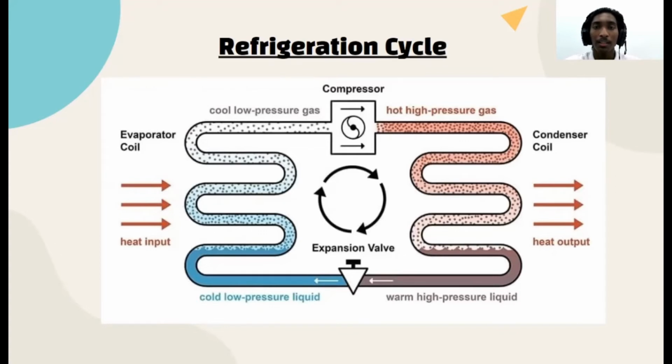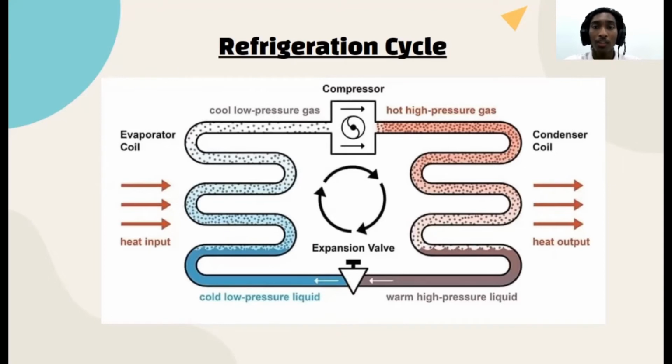After this process, the refrigerant will become hot, high pressure gas, and now it will flow to the condenser coil, in which the refrigerant will be releasing the heat to the surrounding. In this case, the second law of thermodynamics is applied again, as the heat is being transferred from hot to cold area, which is from condenser coil to the surrounding.